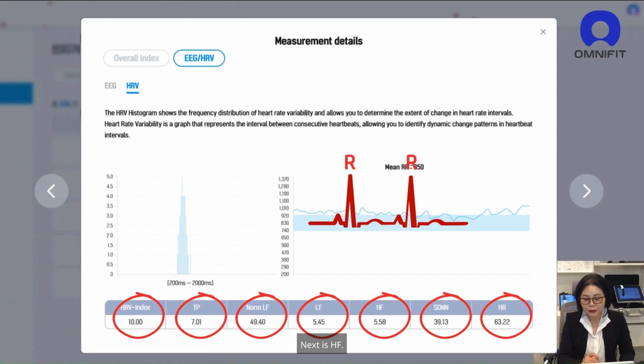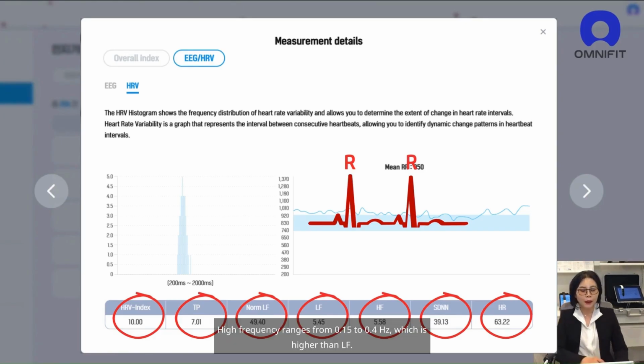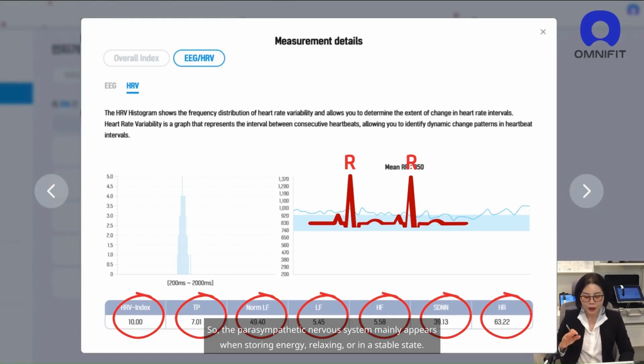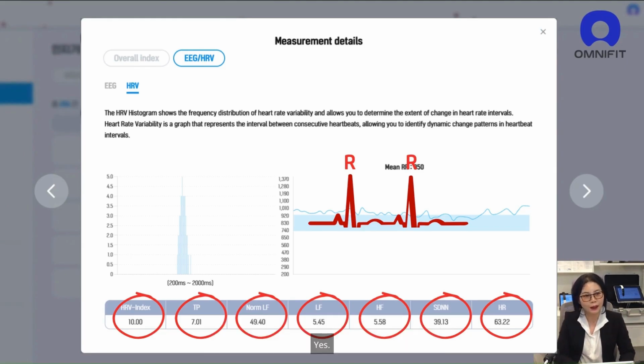Next is HF. HF stands for high frequency power value. High frequency ranges from 0.15 to 0.4 Hz, which is higher than LF. So, it measures the absolute power value in the high frequency range. This reflects the level of activity of the parasympathetic nervous system. So, the parasympathetic nervous system mainly appears when storing energy, relaxing, or in a stable state.